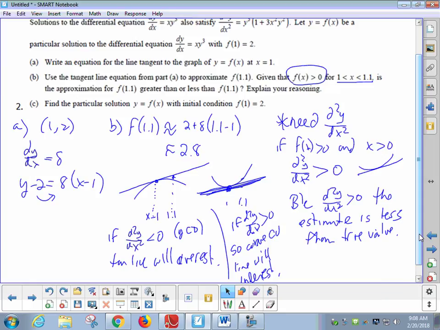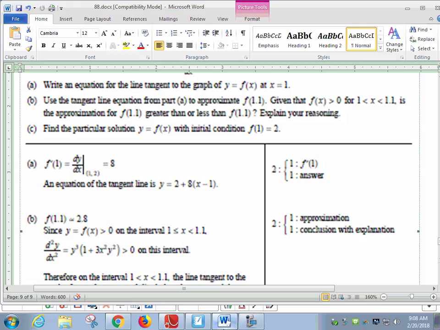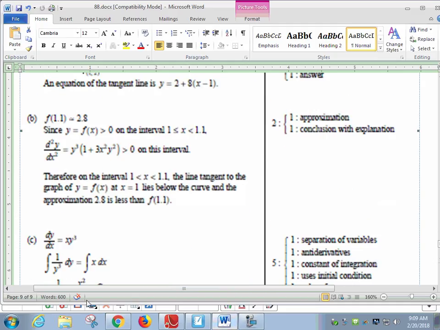All right, part C. Are you ready for the meat of the problem? C, separating the variables and integrating. Do you want to see the rubric? One point was for the approximation, the soft point. Did you get that it was approximately equal to 2.8? And then one point for the second derivative is positive, therefore the estimate is less. The tangent line is less than the true function. So the true f of 1.1 is probably greater than 2.8, whatever that might be.